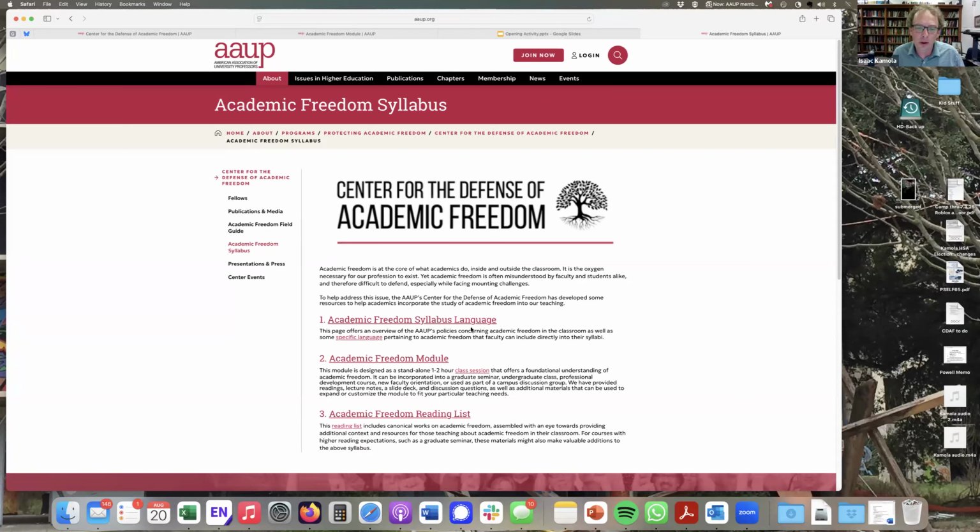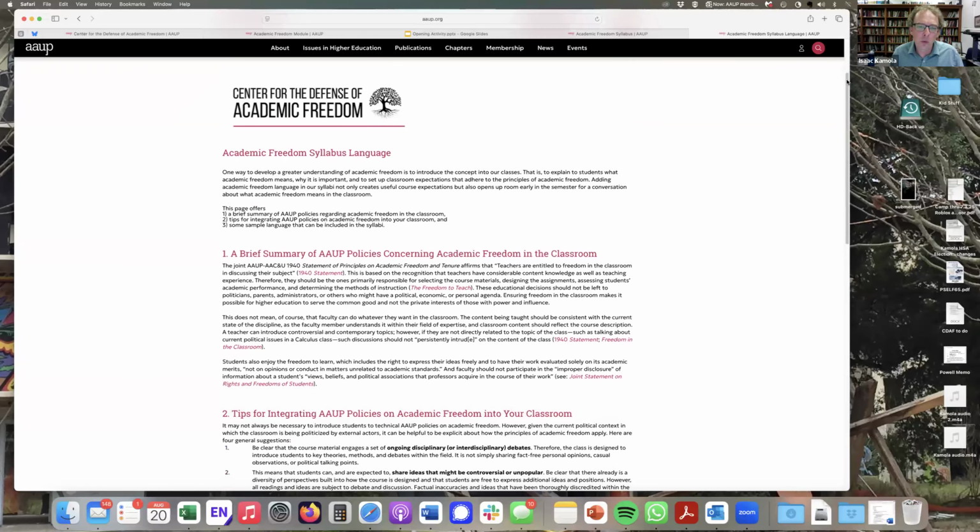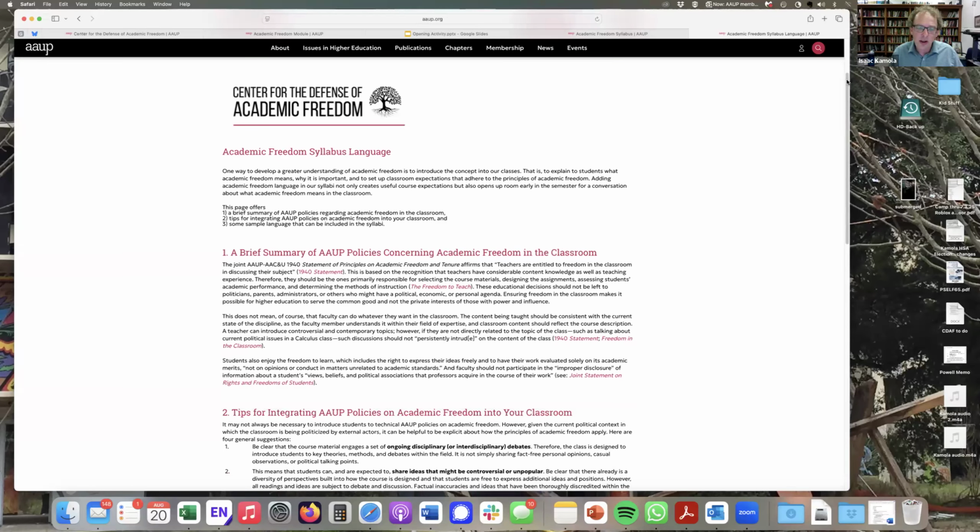The first one is our academic freedom syllabus language. This came out of a conversation about the ways that we as teachers can help our students understand what academic freedom is. In order to defend academic freedom, it's helpful if as many people as possible understand what academic freedom is, including our own students. As we're teaching classes, we are in a unique position to teach our students about what academic freedom is, and also maybe even more importantly, what it's not.